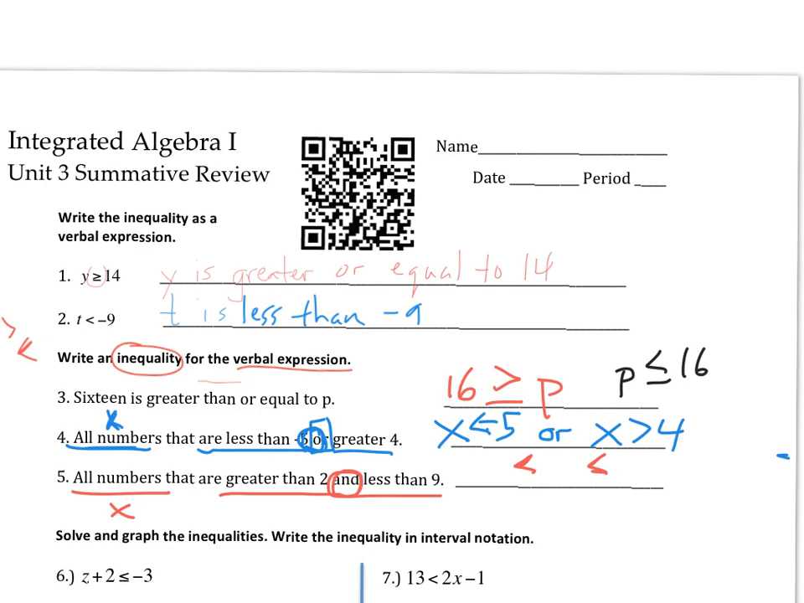So we want all numbers, we want the x's to fulfill two requirements at the same time. We want it to be greater than 2. So if you look at what that says so far, x is greater than 2. And at the same time, we want x to be less than 9. So this is an and problem. The number will be greater than 2 and less than 9 at the same time. There we go.